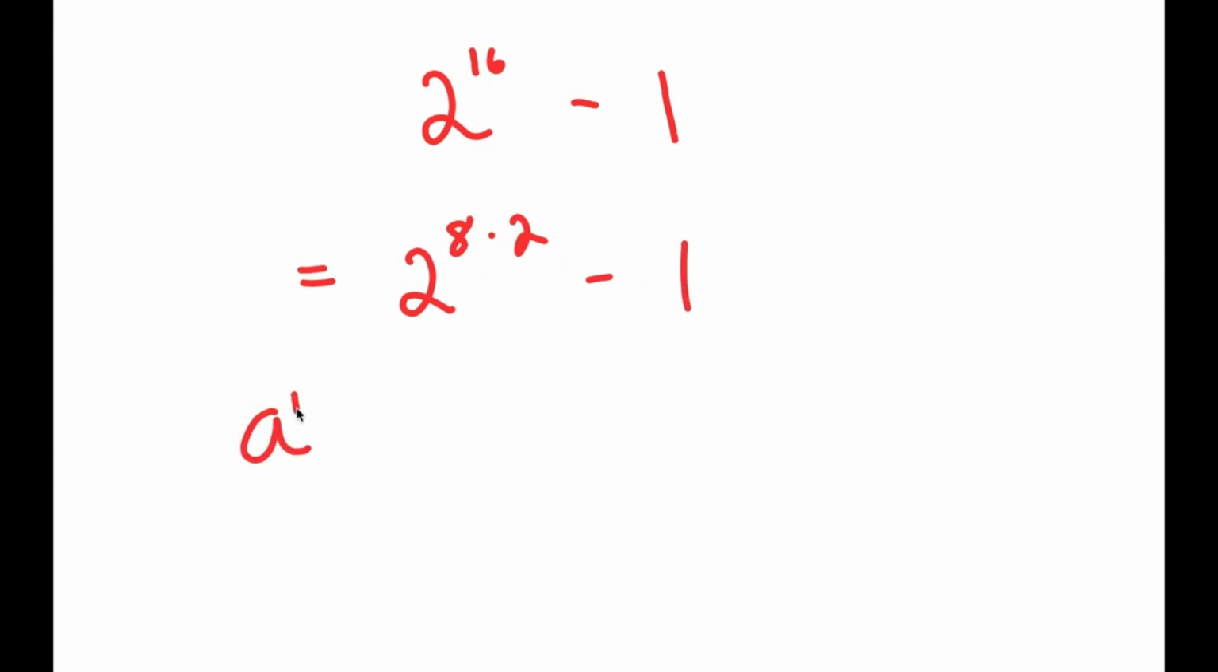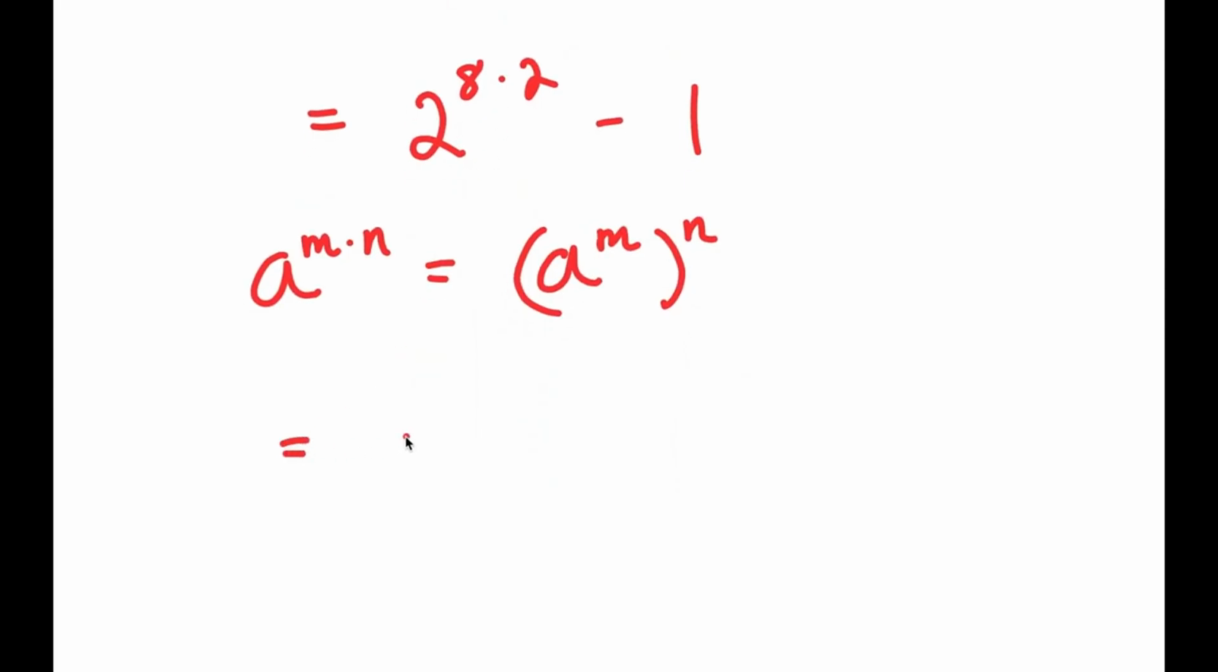Alright, so in this video, I'm going to solve the problem 2 to the power of 16 minus 1. So to solve this, I'm going to first rewrite this as 2 to the power of 8 times 2 minus 1. And the reason I did this is because if I have something in the form a to the power of m times n, this is equal to a to the power of m to the power of n. So I'm going to rewrite 2 to the power of 8 times 2 as 2 to the power of 8 to the power of 2, and I have this minus 1.